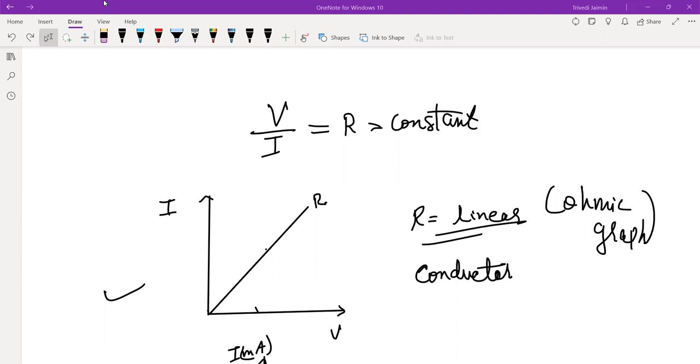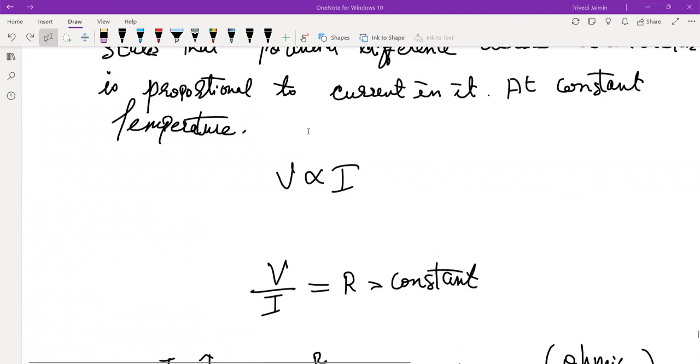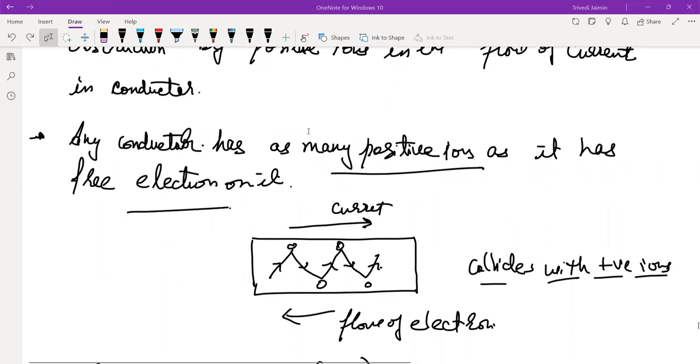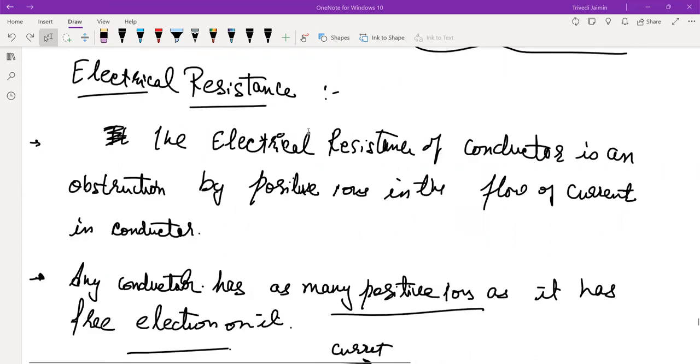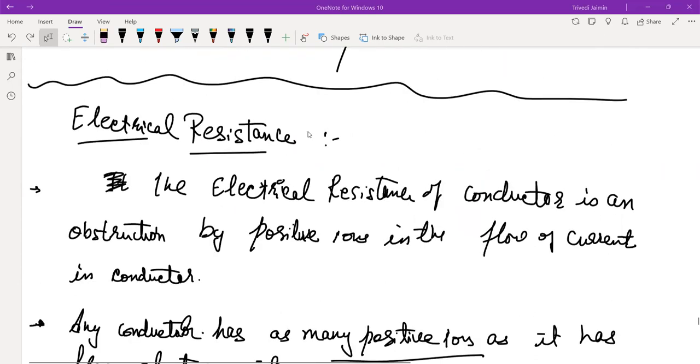Sir, can you just write the definitions for both? The definition is what we wrote already. What is resistance? Okay, so every time.